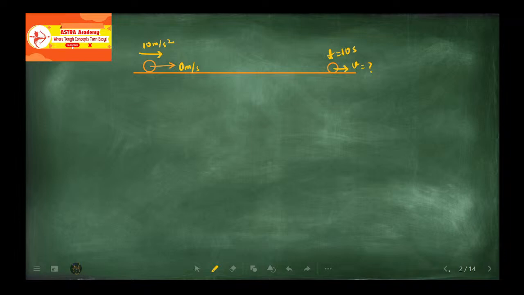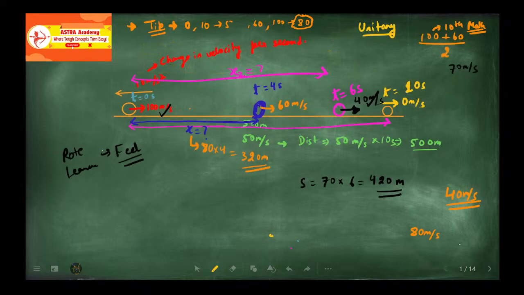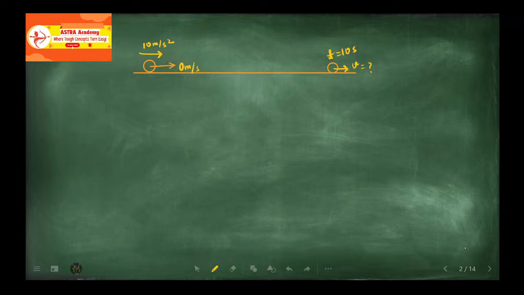Now somebody can ask me why the velocity is increasing. In the previous case you were saying that the velocity is decreasing, and in this case you are saying that the velocity is increasing. Why is there a change in dialogue, sir? Why the velocity magnitude is increasing? It is increasing because now the velocity and acceleration are in the same direction.